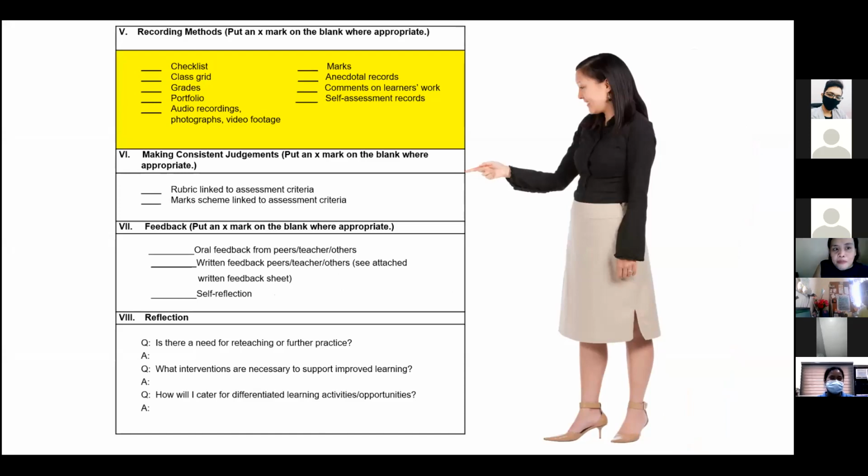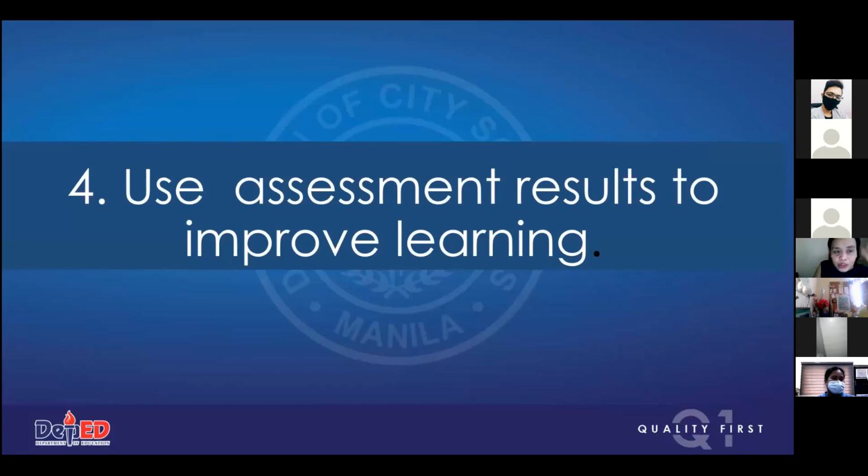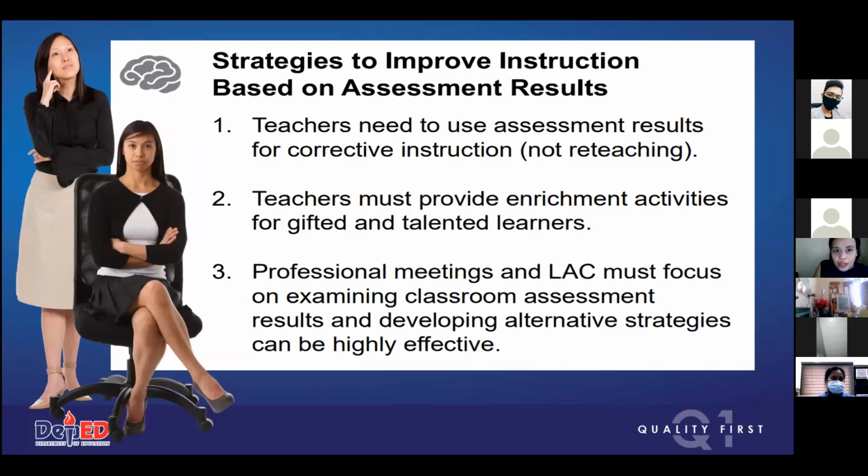Okay? To improve learning, you have to do it together with your other teachers. Okay? Teachers need to use assessment for a corrective instruction. Okay? So, in the classroom assessment resource book, we have activities or assessment for gifted and talented learners and even for challenged learners. So, we have inclusive assessment. Okay? And then, in the professional meeting, you have to make sure to capitalize on this data so that it will help you arrive at a better remediation, group remediation.